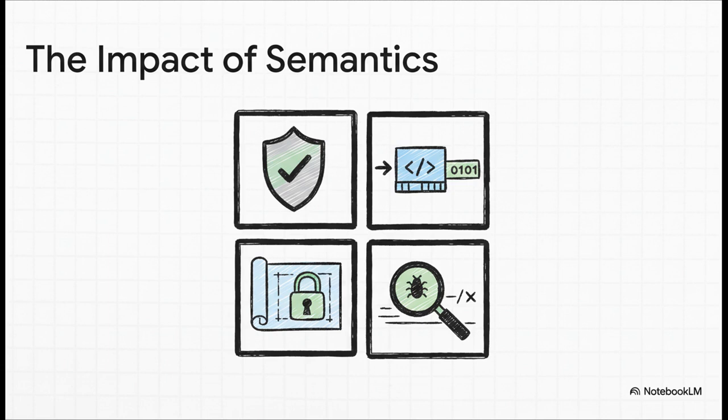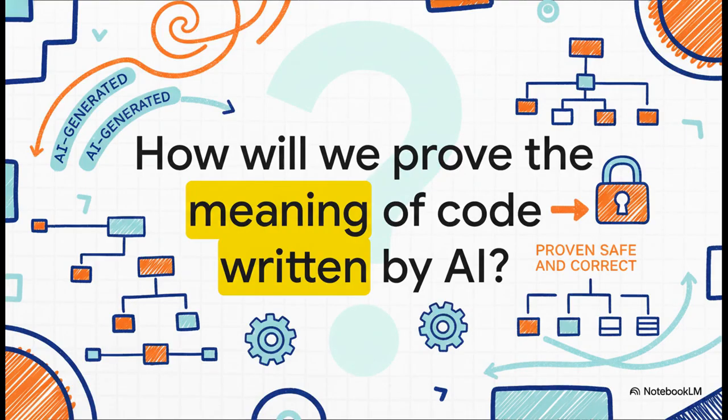This stuff also guides how we design new, safer, more secure programming languages. And maybe most importantly, it's the engine that powers those formal verification tools that check supercritical software for bugs that could have catastrophic results. And all of this leads to a huge final question for today. We're moving into a world where AI is going to write more and more of our code. So, how are we going to formally define and verify what that code means?